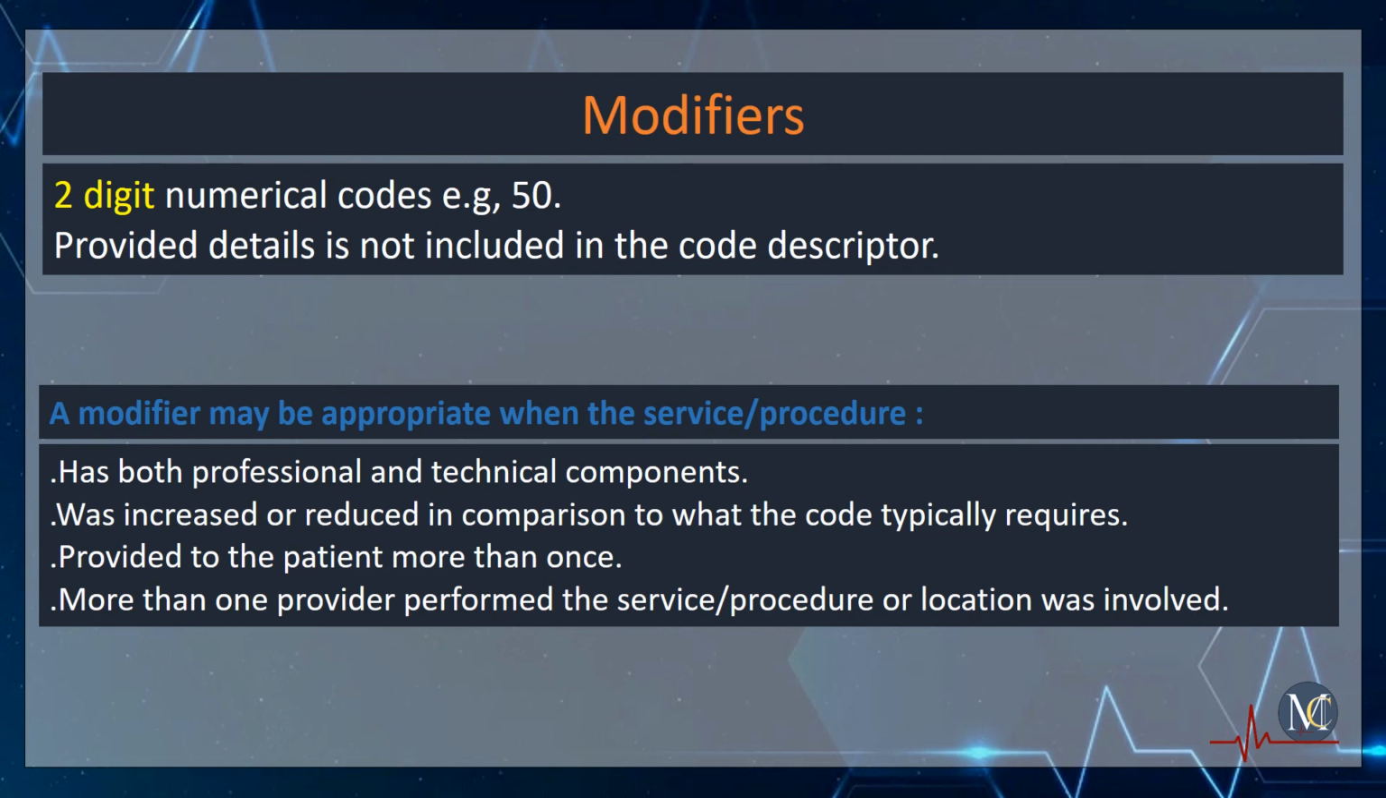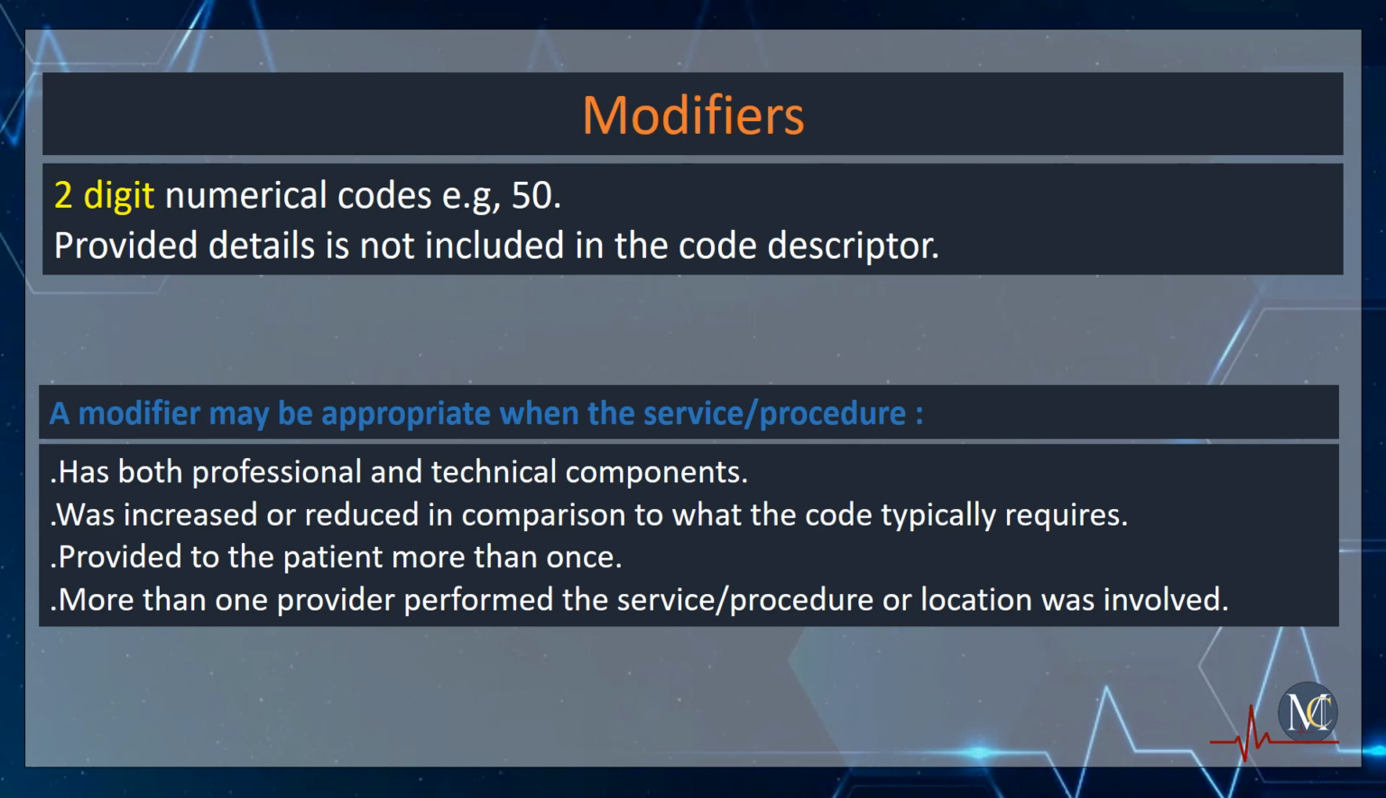CPT modifiers are two-digit numerical codes appended to CPT codes to provide additional information about the services rendered. They indicate specific circumstances that may affect reimbursement or the description of the service provided.